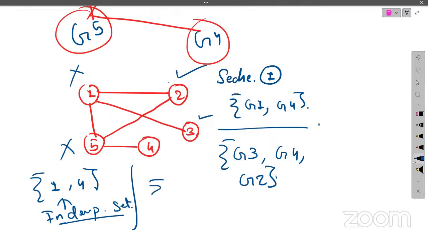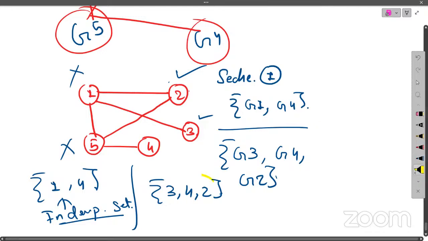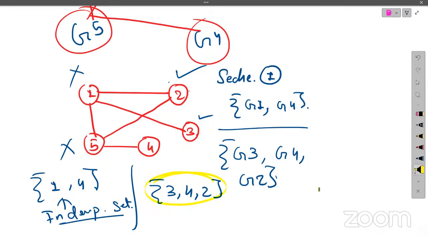Now the second one, you observe, is also an independent set, because obviously 3 and 4 are not connected directly, 4 and 2 are not connected directly, and 3 and 2 are also not connected directly. So we have 2 independent sets, but what is the specialty in this independent set? We have more members in here. So this is the one problem we are dealing with.